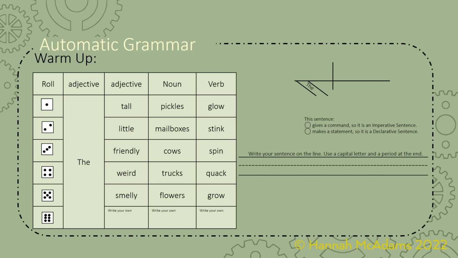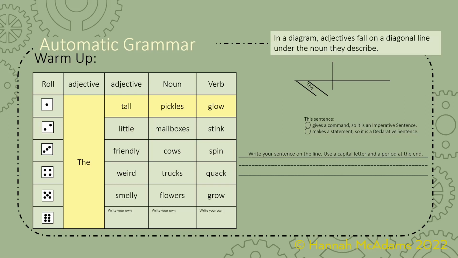All right, I didn't put the dice on for today, but if you notice, you're going to roll the die 3 times, okay? So I just said, let's just roll a 1 each time, okay? Now, a couple things. We have something new today. Since we have an adjective, in a diagram, the adjective falls on a diagonal line under the noun that it describes. Okay, so the is already under there.